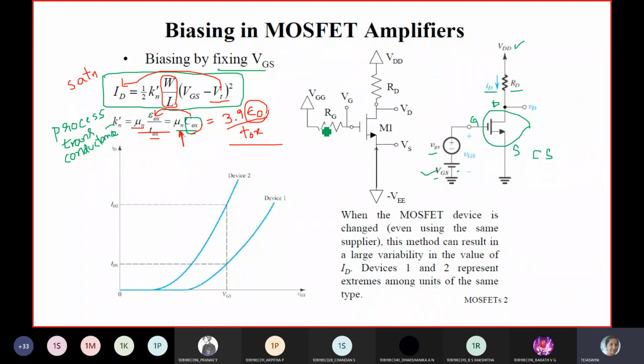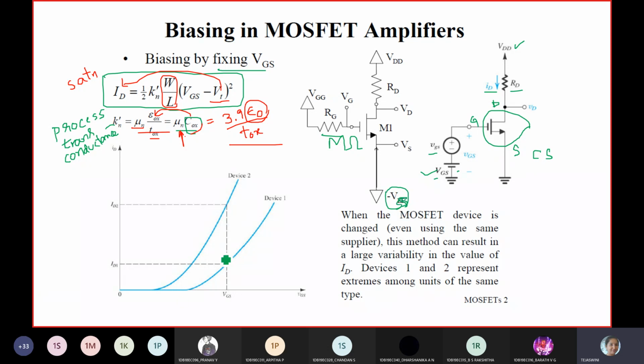One of the important features of a MOSFET is high input impedance. So we have connected a gate resistance RG. It should always be in terms of mega ohms. Is the circuit clear now? Don't confuse this with VEE. This is VSS, the source supply.